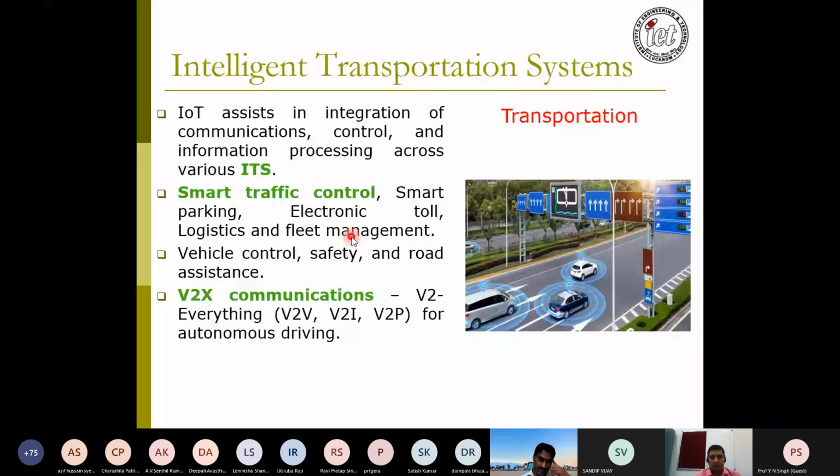And we are utilizing this technology gradually. So vehicle control, safety and road assessment, vehicle to vehicle communication, and vehicle to everything, it may be with pedestrians, it may be vehicle to the available infrastructure. And it is all necessary once we have vehicles like driverless cars or autonomous driving systems. So these are the need of the hour.